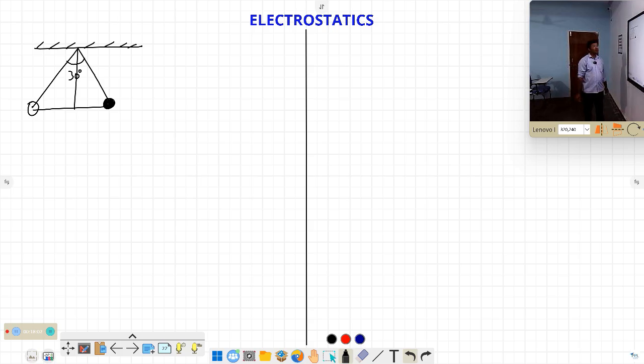Now, when the two spheres are suspended in air, the separation is 30 degrees, already given, at equilibrium condition. At that moment, if you take the original position as the mean position, now the spheres are displaced through a certain distance.